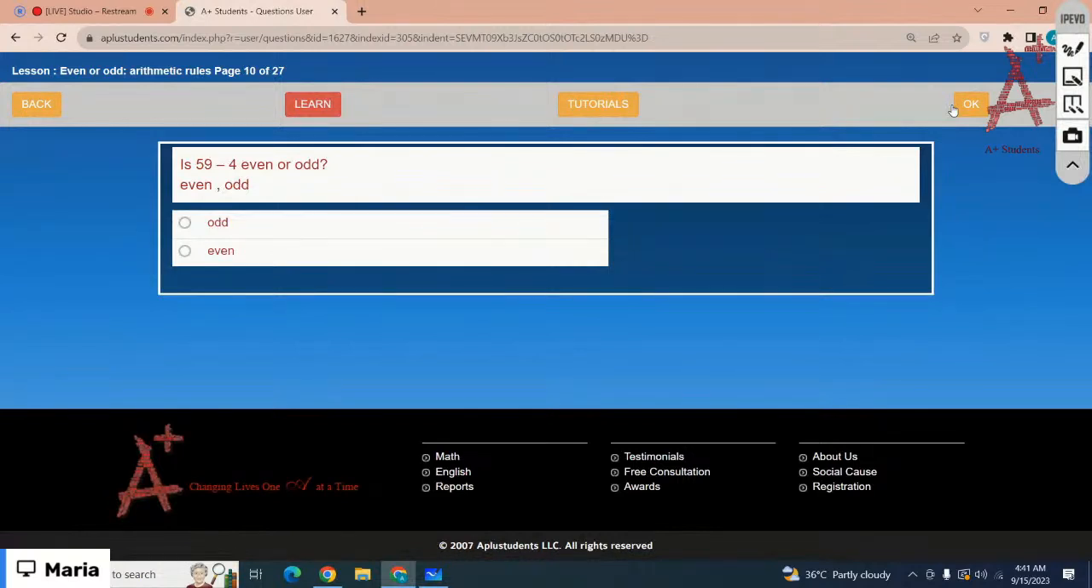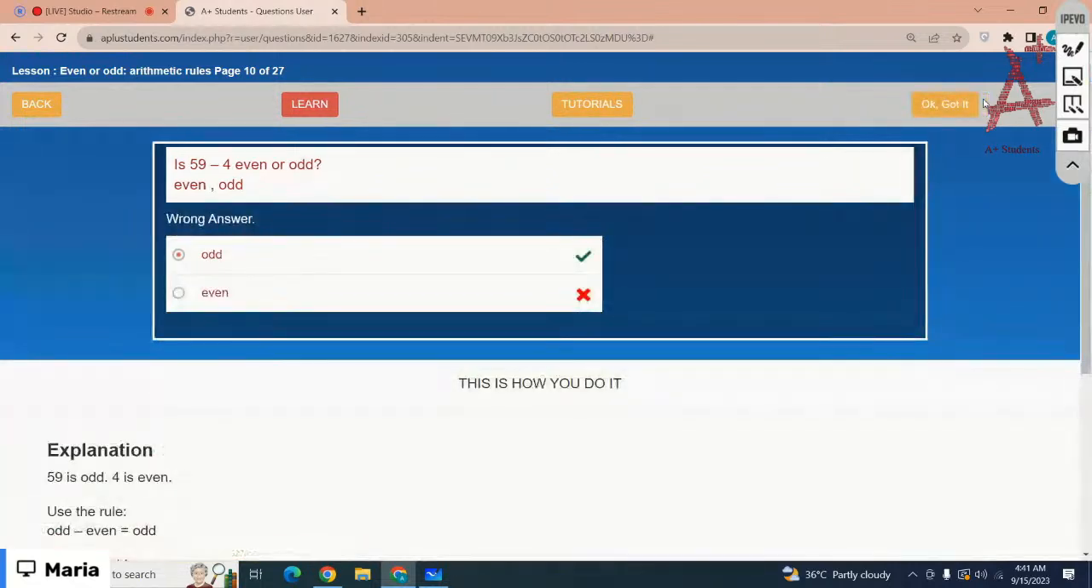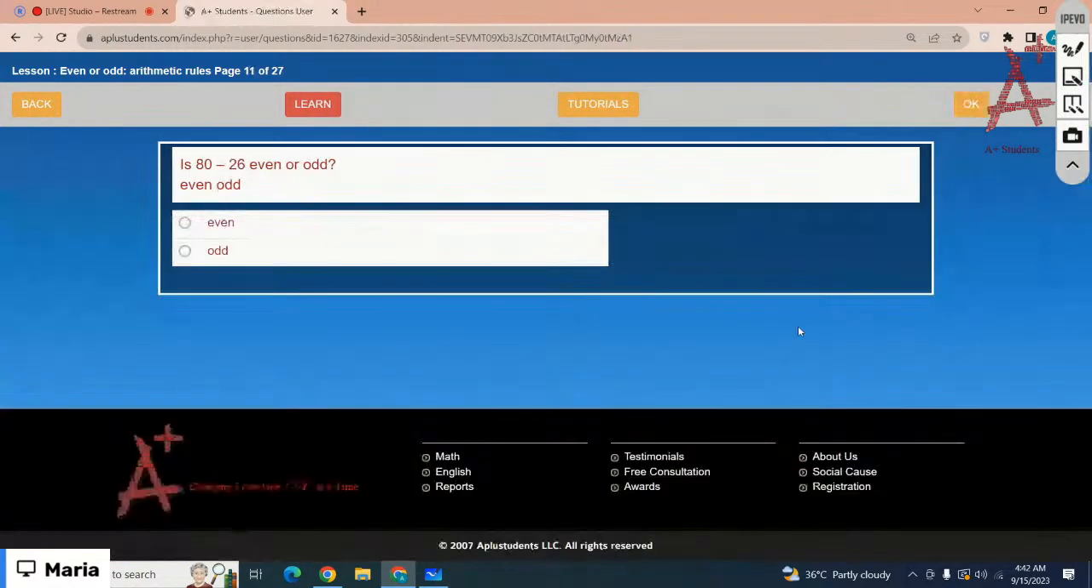Is 59 minus 4 even or odd? You are subtracting an even and an odd number. The answer must be even. The answer must be odd. Whenever you are subtracting an even and an odd number, the difference between an even and an odd number is odd, not even. Sorry, I selected the wrong option, right?